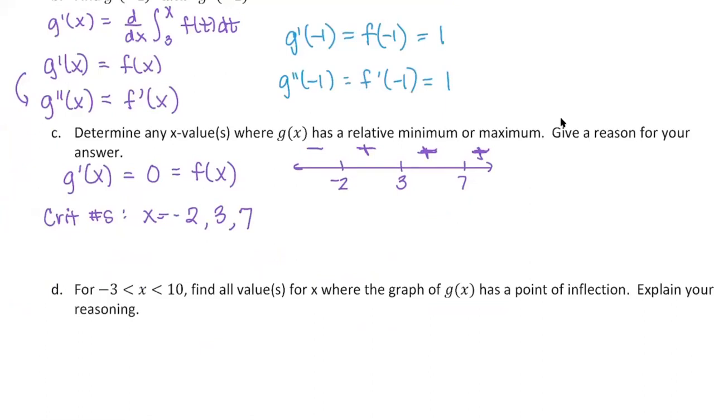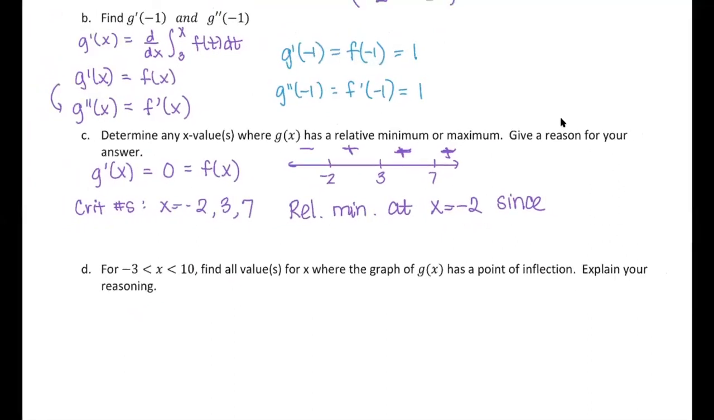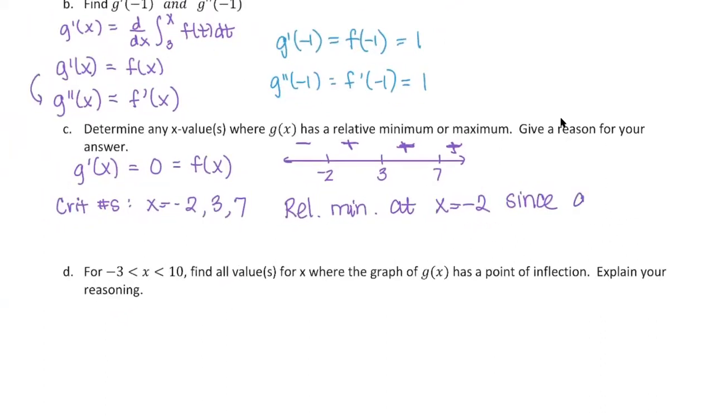And since it changes from negative to positive, we know that we have a relative minimum at x equals -2, since, now again, we always need to make the connection. So we'll say since G prime of x equals f of x changes from negative to positive. I cannot say it enough. Making that connection in your explanation is always critical.